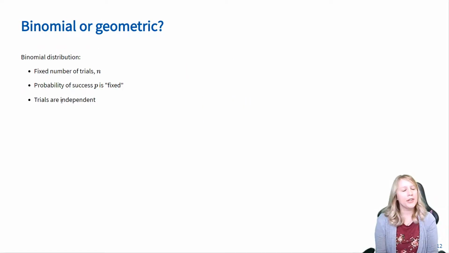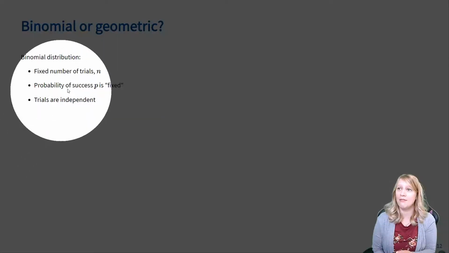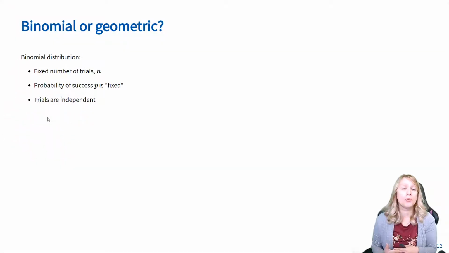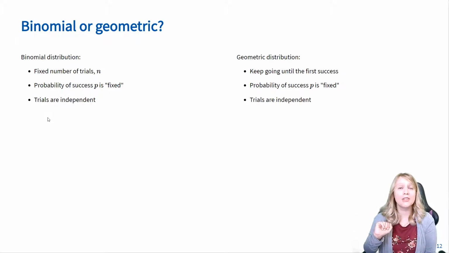Now, how do we know whether or not a situation is a binomial distribution or a geometric distribution? There are some key differences between these two. First, let's look at the binomial distribution. The binomial distribution has a fixed number of trials, n, so we know that we're going to attempt the experiment n times. The probability of success on each of those trials is fixed, we'll call that p, and we're assuming that the trials are independent. So in the binomial distribution, what we're really looking for is the number of successes in a fixed number of trials.